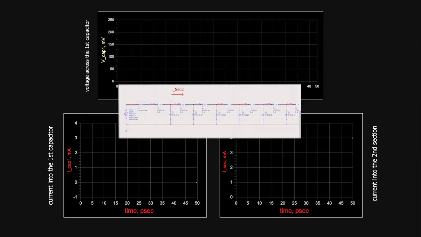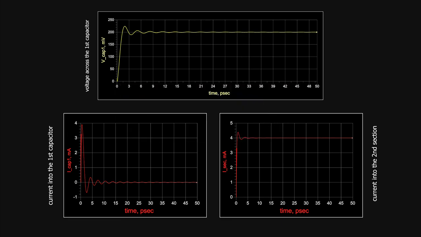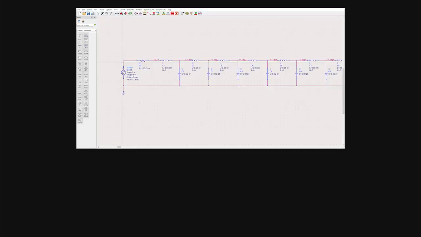With the help of a simulator, we can get the voltage waveform across the first capacitor and the current injected into the adjacent LC segment. Very similar to the approximation we made. These graphs represent the voltage and current at that location on the line. Now let's move on to the next section.